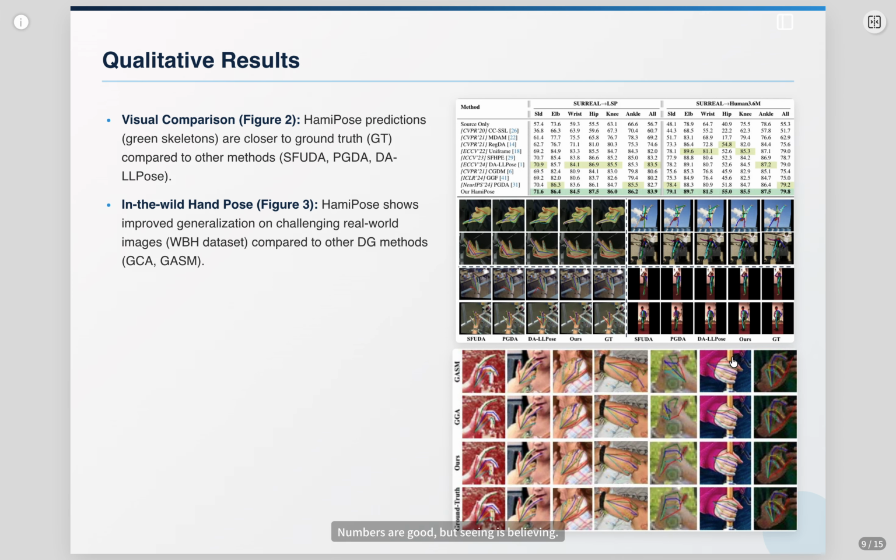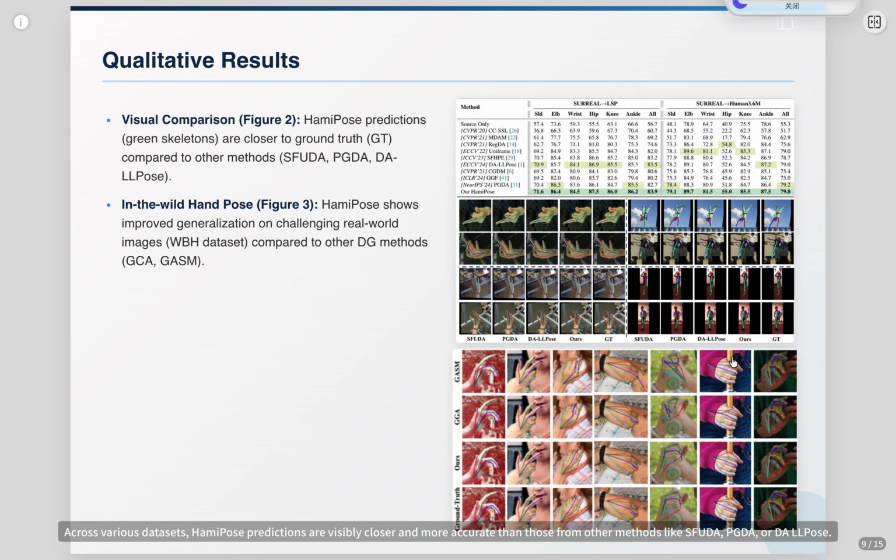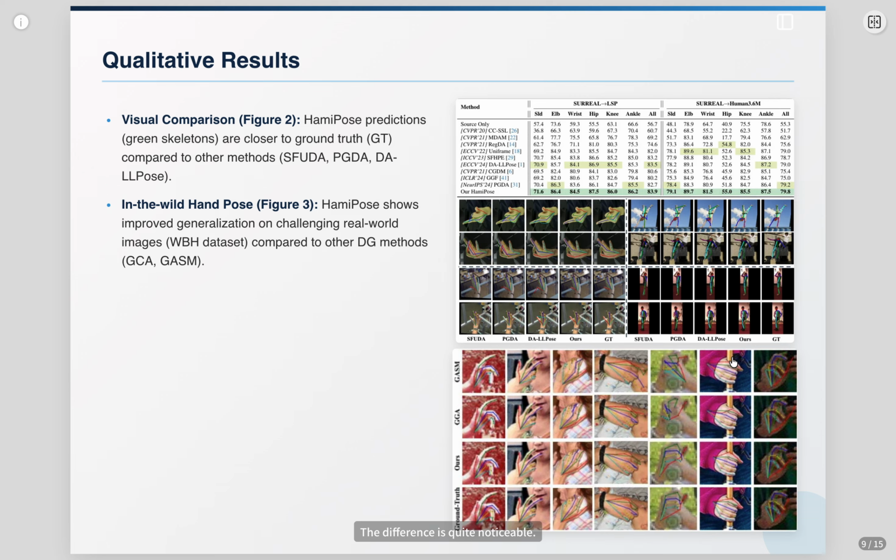Numbers are good, but seeing is believing. Figure 2 shows qualitative results. Compare the green skeletons from HamiPose with the ground truth. Across various datasets, HamiPose predictions are visibly closer and more accurate than those from other methods like SFUDA, PGDA, or DLPose. The difference is quite noticeable.